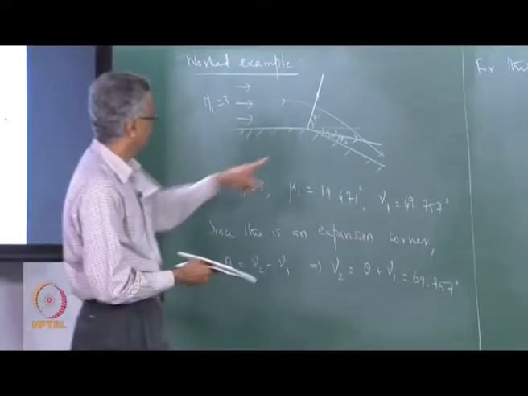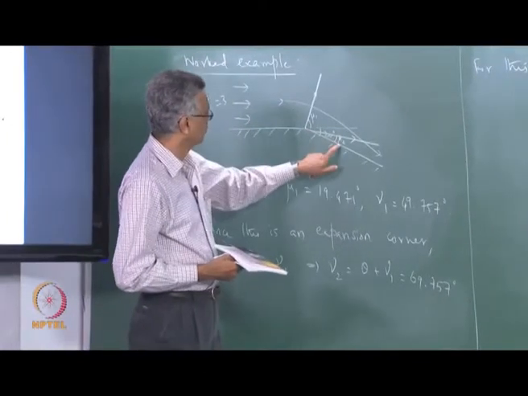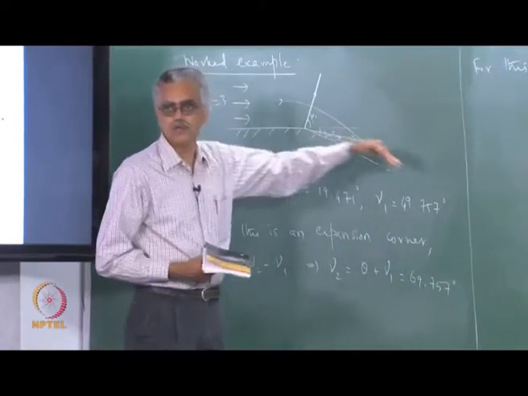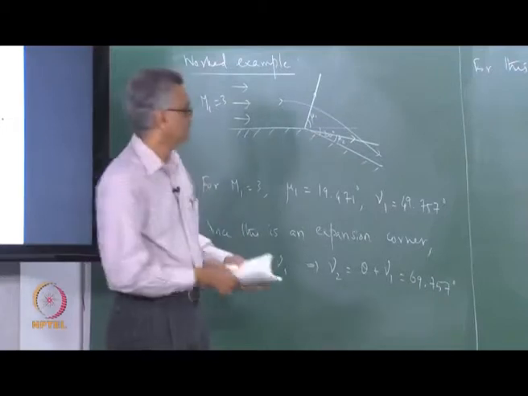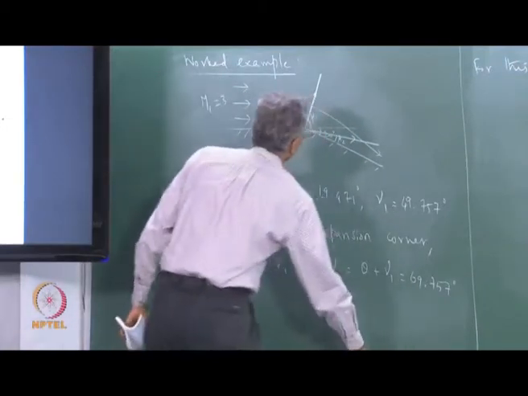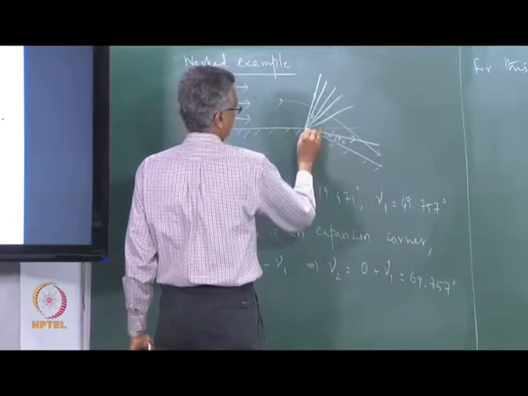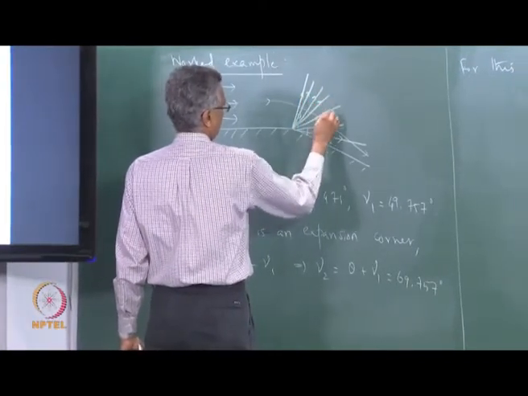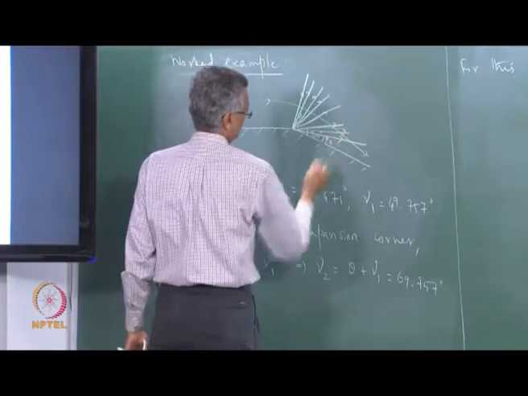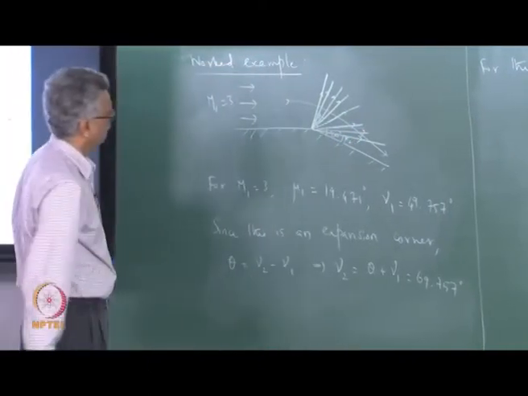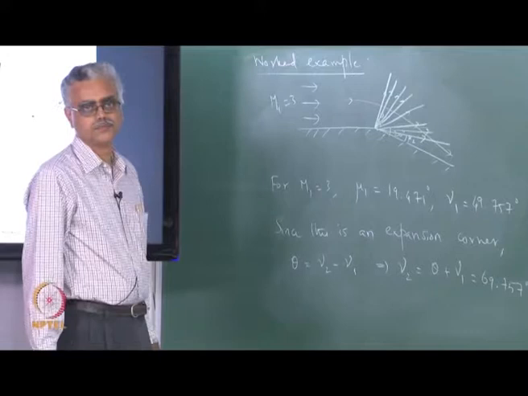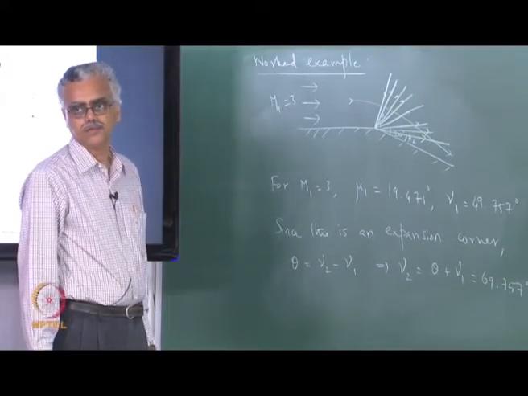Notice that mu1 is measured with respect to u1, mu2 is measured with respect to u2, which is now parallel to this wall, right. So, in between these two you have an expansion fan which looks like this. Okay.